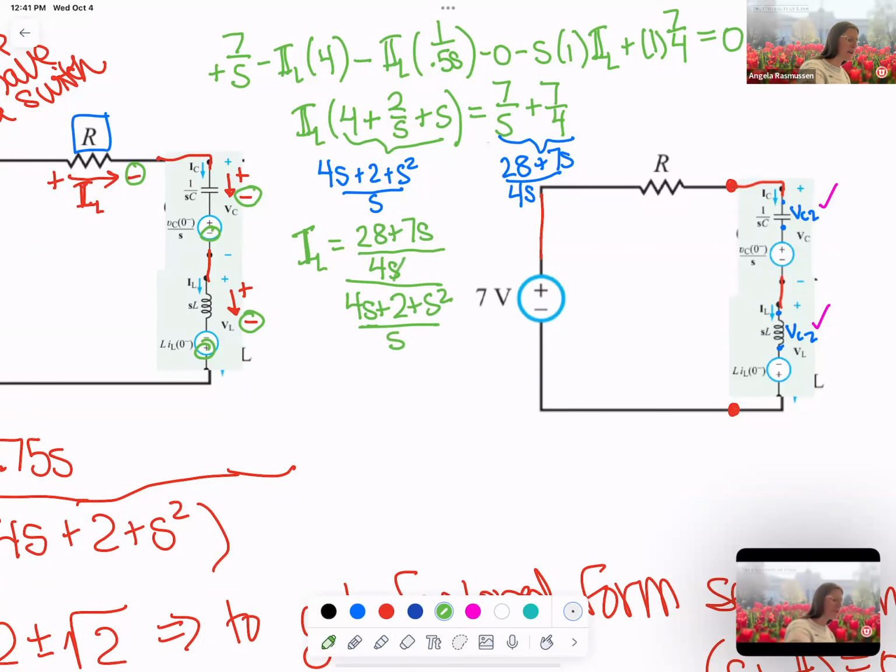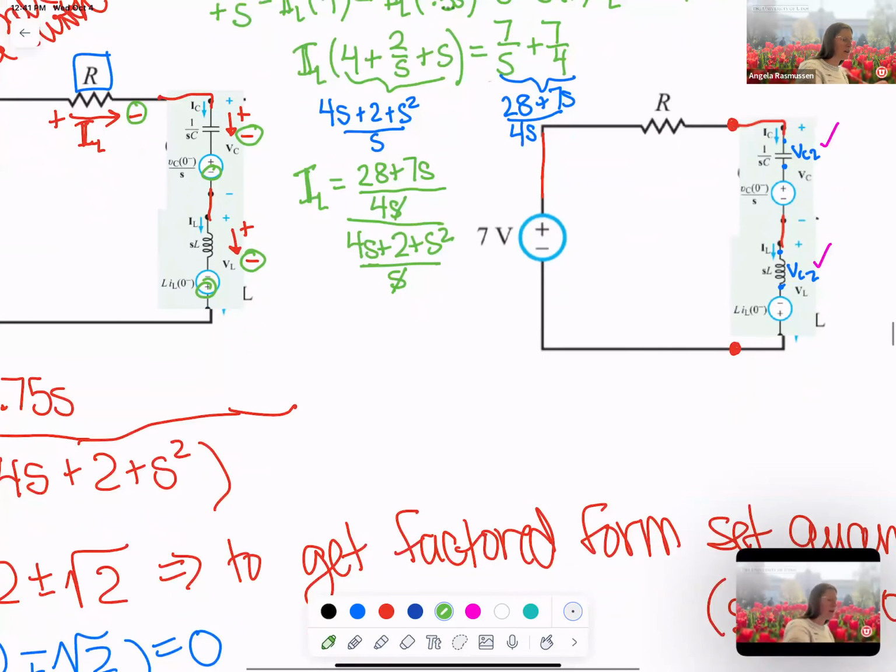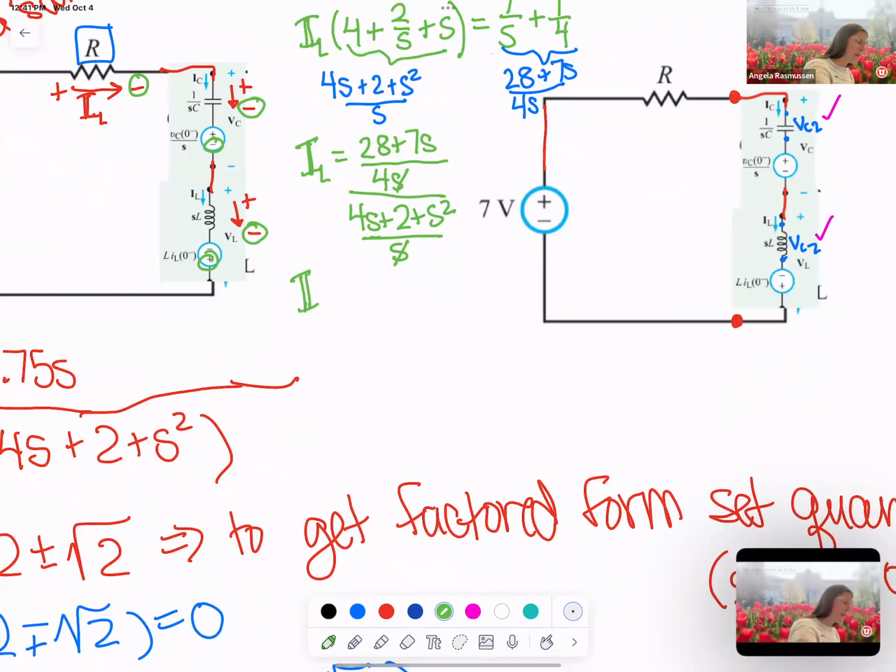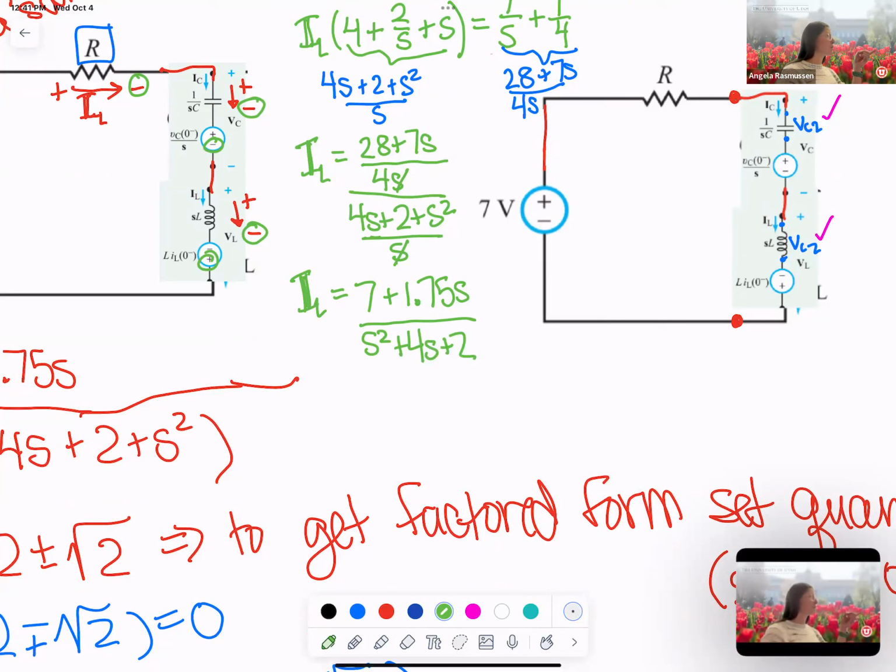So the S's here can cancel. And then 28 over 4 is 7. And then 7/4 is 1.75S, all over S squared plus 4S plus 2. All right, so you were saying you didn't get quite the same answer. So you see where you made the mistake. Okay, any others that have questions about what you did, how you got there?